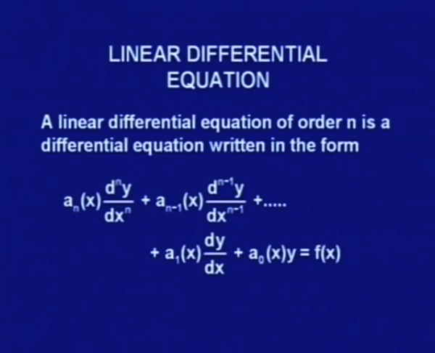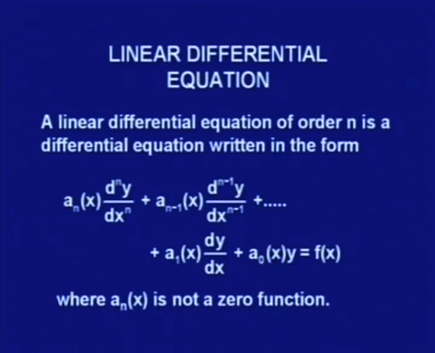Now, here the highest occurring derivative is d n y over d x n and that is nth order. Thus, the order of this equation will be n only if its coefficient a n of x is not a 0 function. Thus, this equation will be called a linear equation of order n if a n of x is not a 0 function. Why? If a n of x is a 0 function, the first term will not be there and then the highest derivative would be only d n minus 1 y over d x n minus 1, that is the n minus 1th order. So, this is a differential equation of order n.